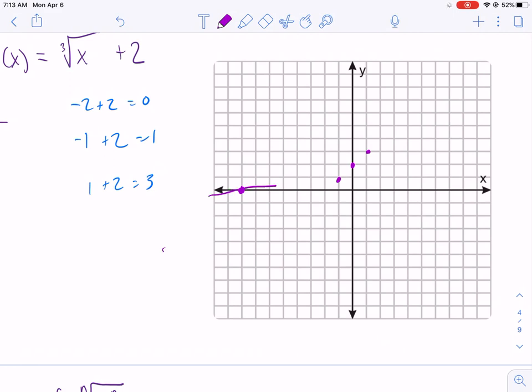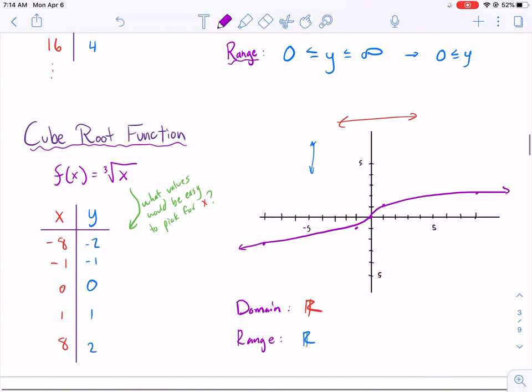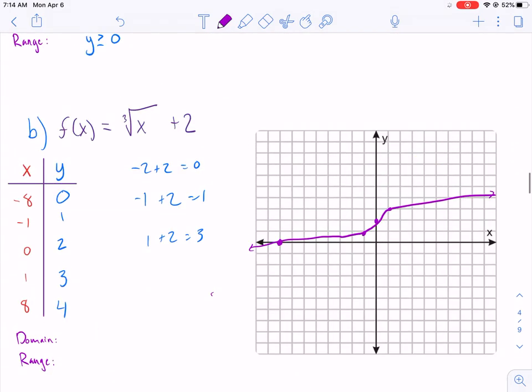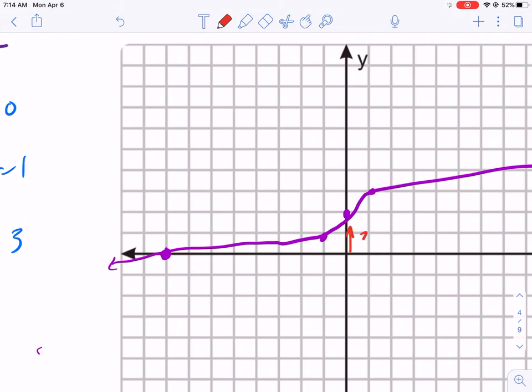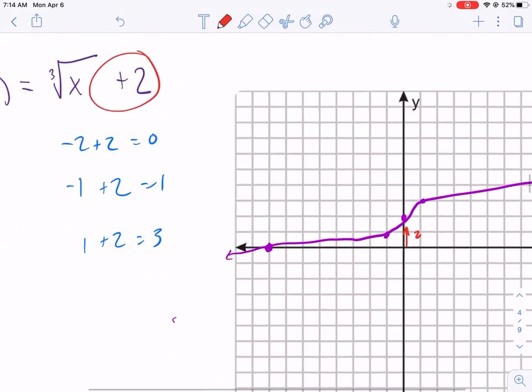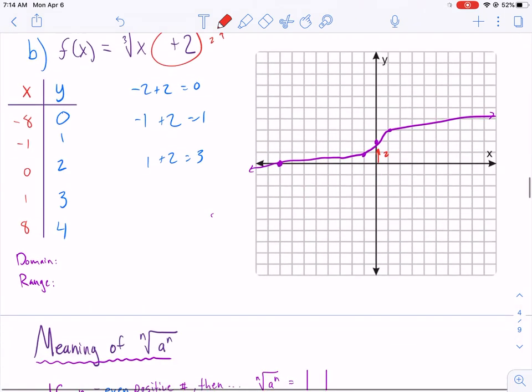What do you notice about this graph? It's almost the exact same thing as the one we had before. The only difference is everything is shifted. How is it shifted? It's shifted up 2 units. That's what this is for. This is our y-intercept. This is 2 up, shifted 2 units up. Okay, so that's what that plus 2 is.